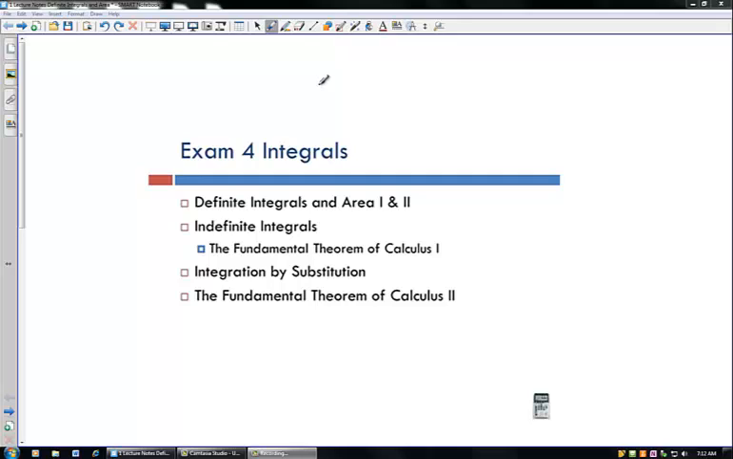This is the last exam in the class before the final, and it's going to be over integrals. So the idea behind this section is we have a new saying. Before, I said derivative, and you said rate of change, or if I said rate of change, you said derivative. Now, if I say integral, you're going to say area. And if I say area, you say integral.